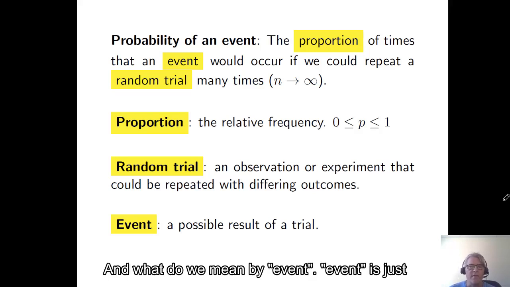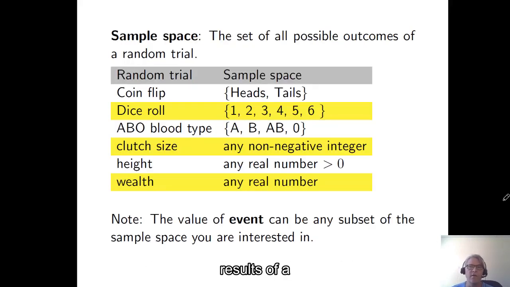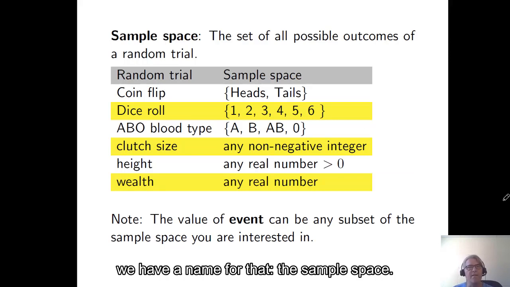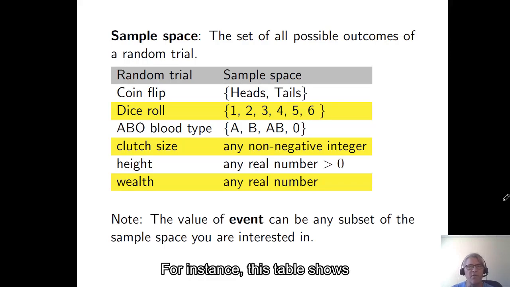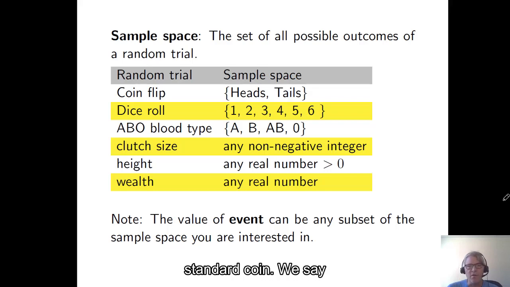And what do we mean by event? An event is just the probability jargon for a possible result of a particular trial. So we can think of all the possible results of a random trial, all of the possible outcomes, and we have a name for that, the sample space. So for instance, this table shows a bunch of random trials and what their sample space would be. For a standard coin, we say that it comes up either heads or tails. If we roll a standard die, 1, 2, 3, 4, 5, or 6 are all the possible outcomes. So the sample space determines what the value of an event can be.